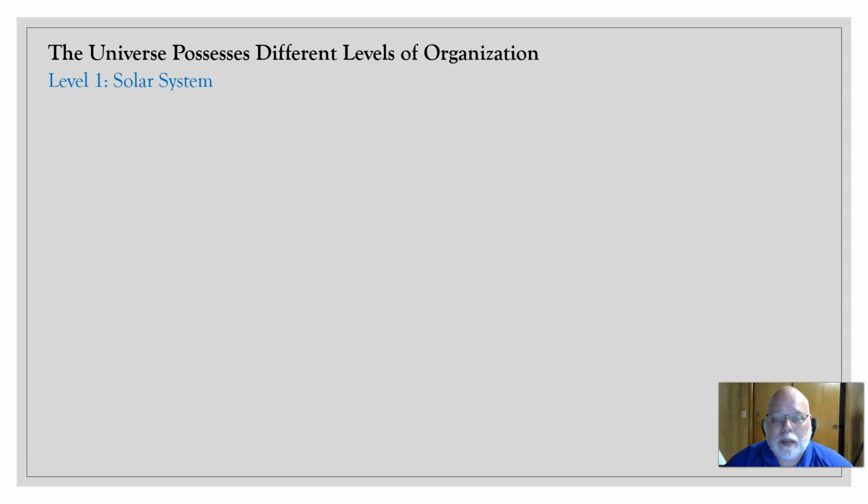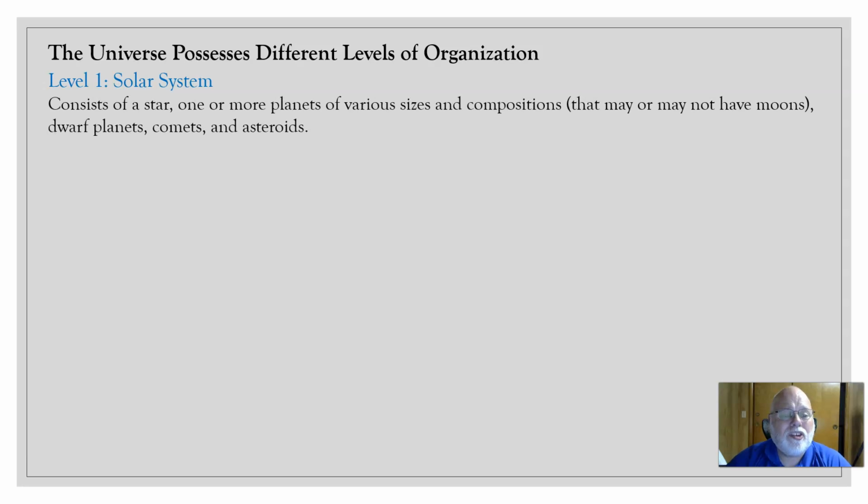Okay? Well, what anybody would call a solar system, or you might hear it said a star system. Okay? This just consists of a single star. Sometimes it could be 2 stars, binary star systems, but it's usually a single star that has 1 or more planets of various sizes, different compositions. These planets may or may not have moons. The solar systems also tend to have these dwarf planets. You know, Pluto is a dwarf planet in our solar system, but also comets and asteroids. And really, I could have put in there, you know, just dust and stuff in space. But that's what makes up a solar system.